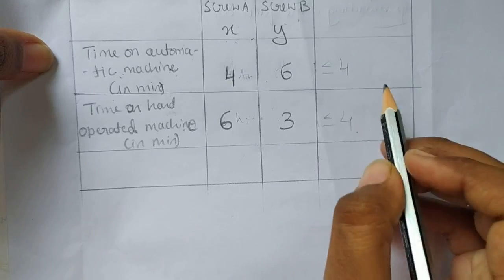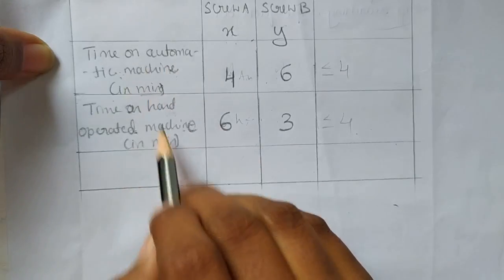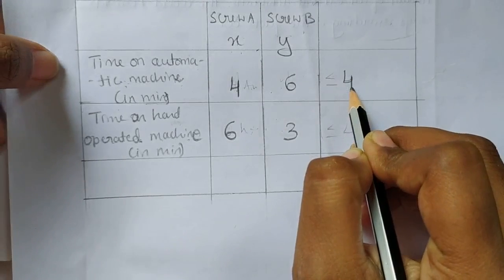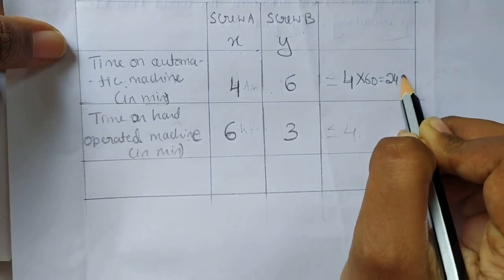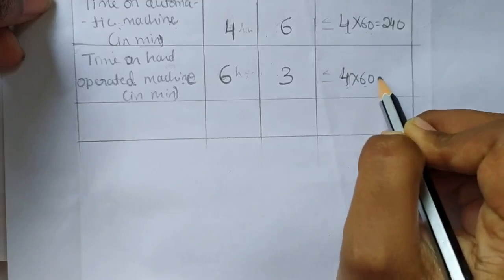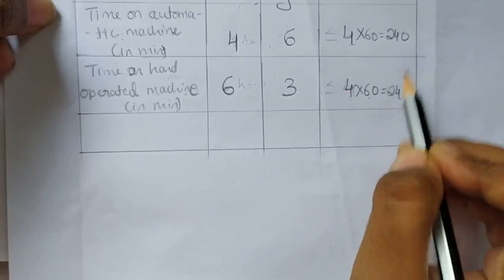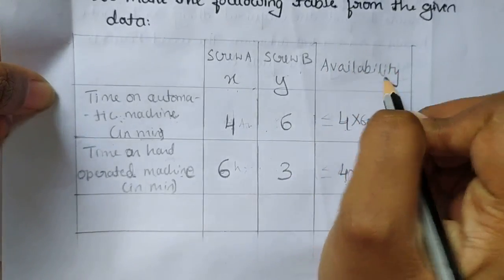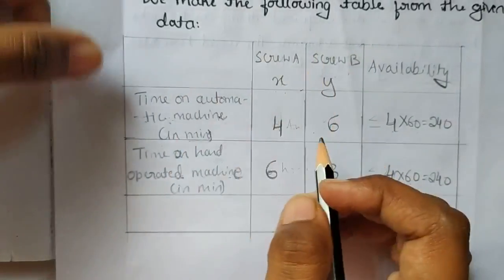But observe here, the unit of measuring this time on the machines is in minutes, but here they have given in terms of hours. We convert this hour into minutes. For 1 hour there are 60 minutes, for 4 hours there will be 240 minutes, that is 4 into 60. Each machine is available for maximum of 240 minutes. You can write this column as availability. And similarly, here you can write the column head as resources, or you can leave this as it is.